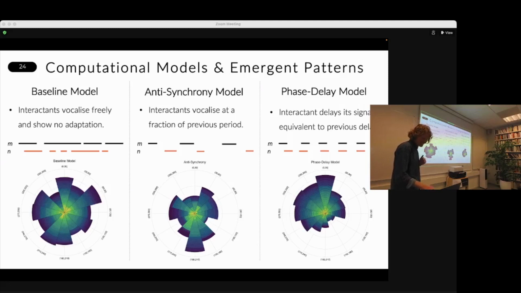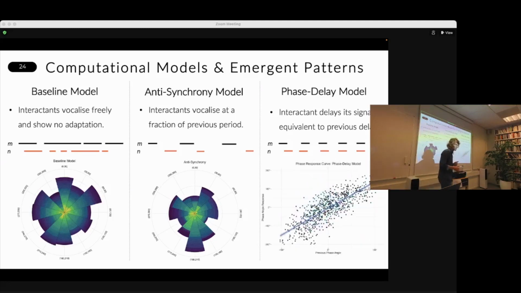Yeah. And another way we can plot this is by looking at the previous phase angle and then whether they are actually adapting to that phase angle. So if the previous phase angle is slightly pushed to the left, then we also see that the next phase angle of the person responding to that is also pushed to the left. So here we're really digging into the dynamics, right?